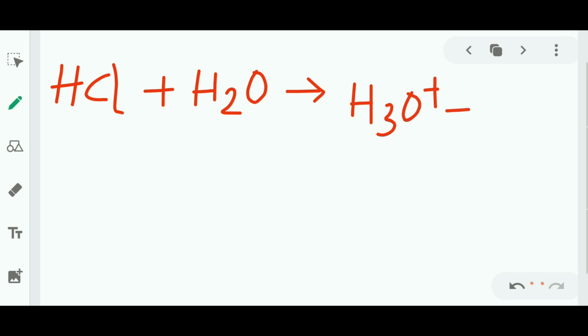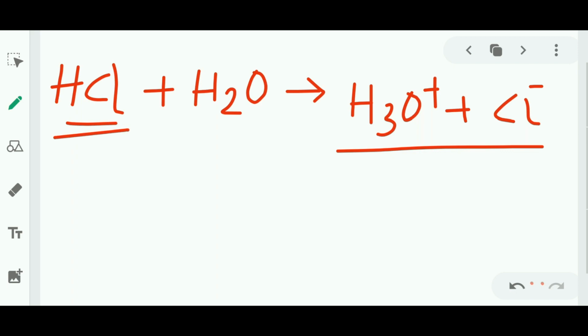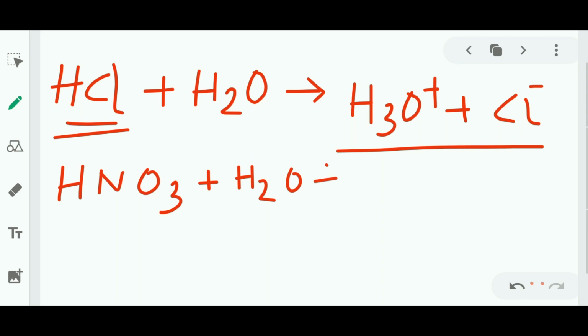For another example, suppose HNO3, nitric acid. Nitric acid dissociates in aqueous solution into two ions. What are the ions? One common ion will be H3O plus because it is an acid, and another ion, NO3 minus, is created when it dissolves into water.